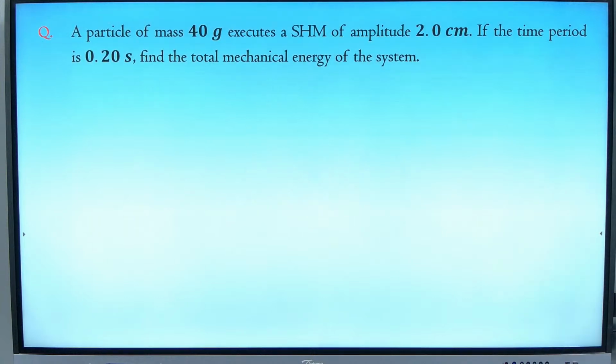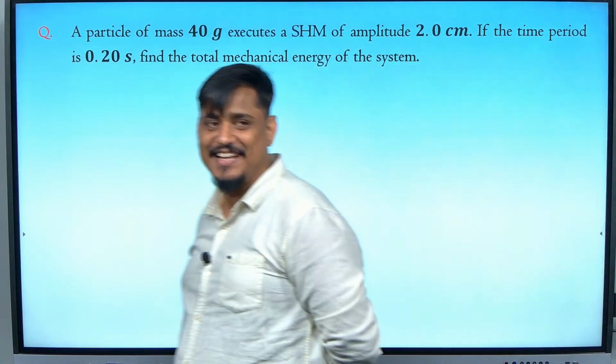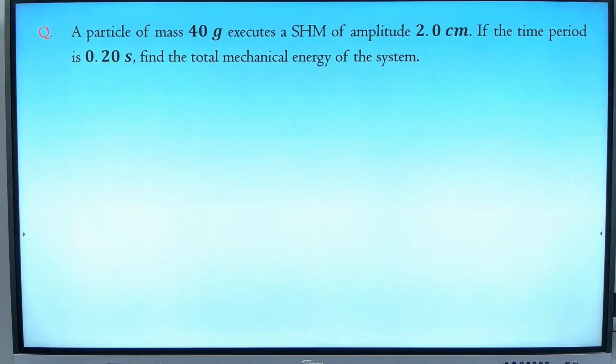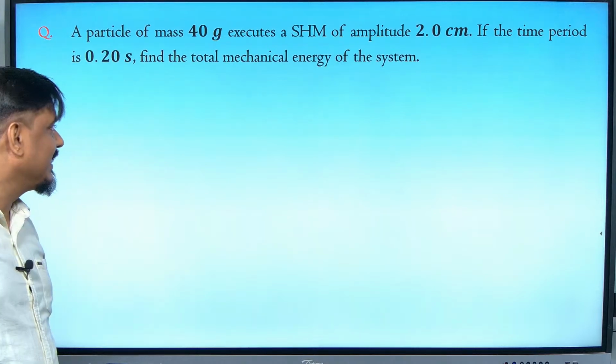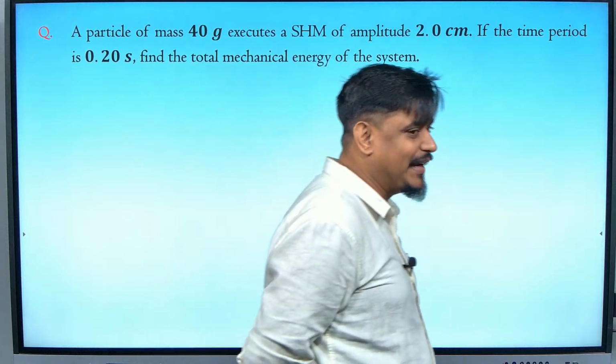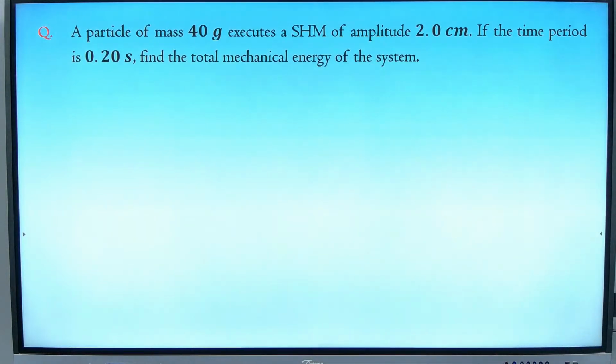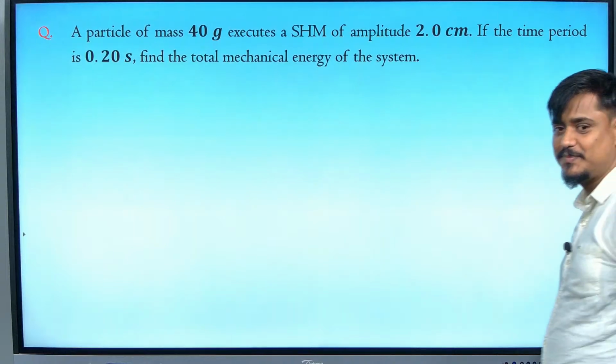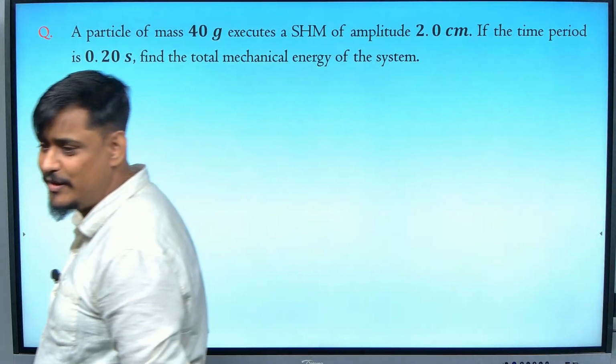Numerical. The next question is a very simple question. They gave the mass, the amplitude, and the time period. They are asking you to find the total mechanical energy of the system. You know the total energy formula: half m omega square a square. That's all. M they gave. Omega you can find from the time period: 2 pi by omega is T. Fast, do it. Just multiply and get the answer.